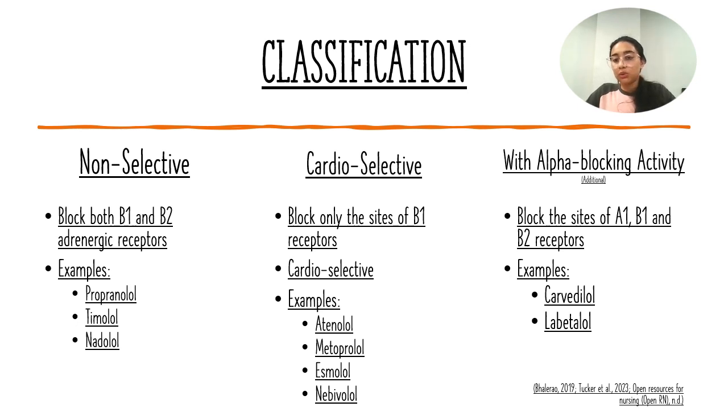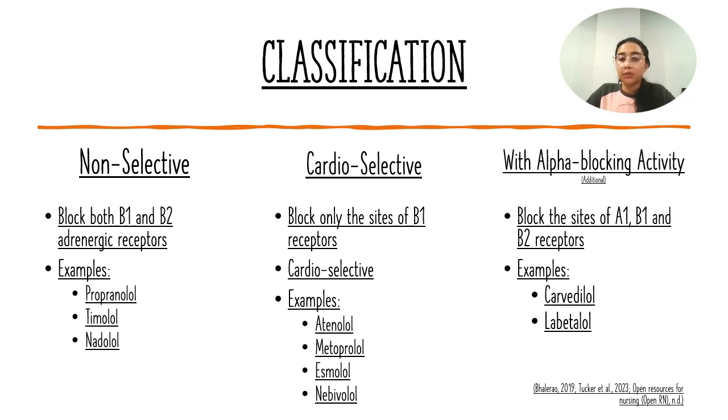Before going to the alpha blocking activity, the cardioselectives, although it is mentioned that they only block beta-1 receptors, are not 100% denying the beta-2 receptors. To some degree, they do block the beta-2 receptors as well.